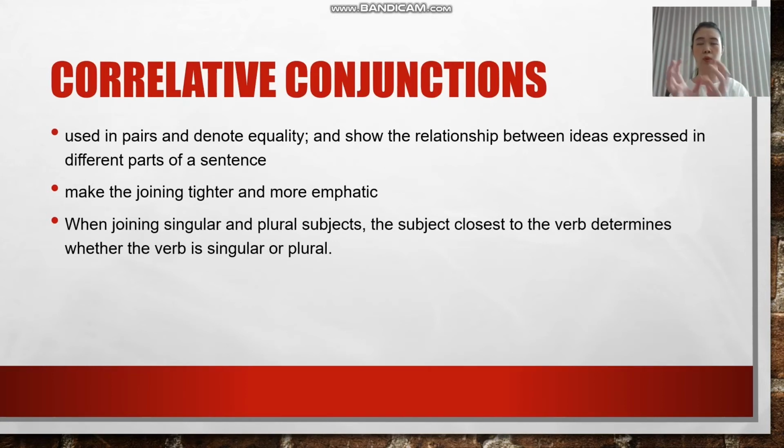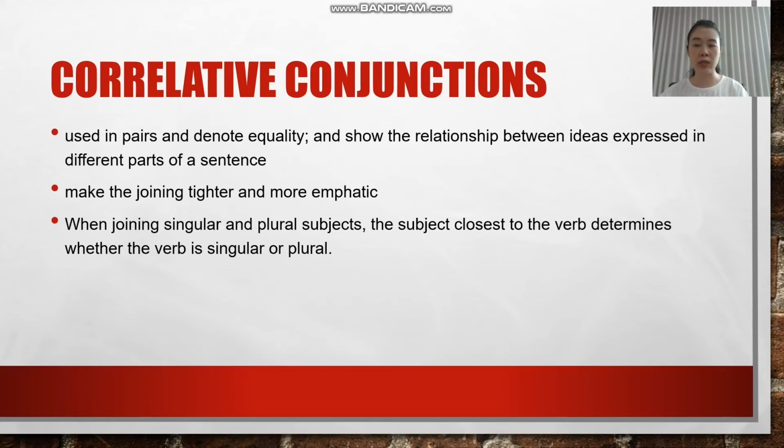So you can see correlative, correlate. So there must be something related together, right? For correlative conjunctions, they are used in pairs and denote equality. Wow, interesting. Used in pairs and to denote equality, that is to show the relationships between ideas expressed in different parts of a sentence. Or we can say that we use correlative conjunctions to make the joining tighter or more emphatic. That means to emphasize, that you are going to give some kind of emphasis on that sentence.